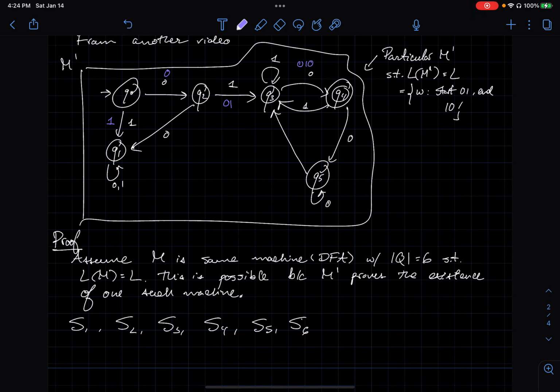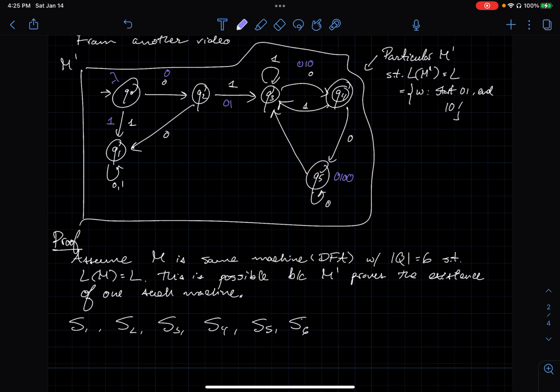0, 1, 0 goes to Q4. 0, 1, 0, 0 goes to Q5. So I have 1, 2, 3, 4, 5. So I'm missing a string, right? And that's the string that should go to Q0. Well, the only string that actually goes to Q0 is the empty string.